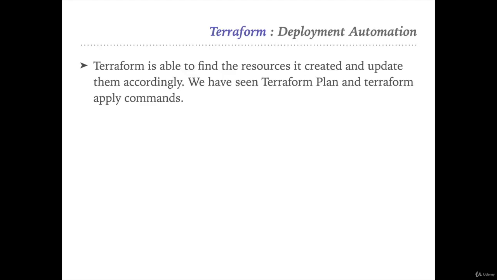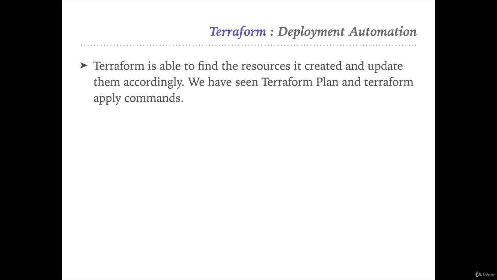So generally we have seen that Terraform is able to find the resources it created and update them accordingly. We have seen the terraform plan and terraform apply commands. If you remember, we are executing them in almost all the labs. Whenever we execute terraform apply, Terraform creates the instances defined inside my configuration. If the instance is already created and you run terraform apply again, nothing will happen. Terraform will display the message that the instances are already present in AWS.